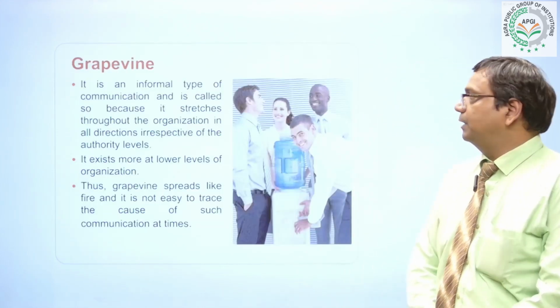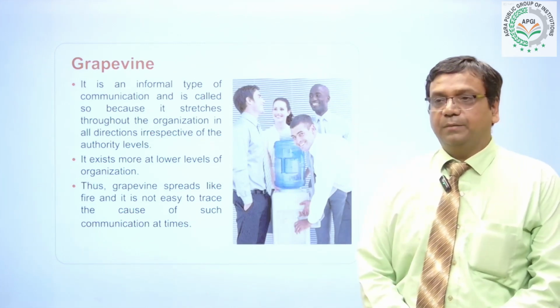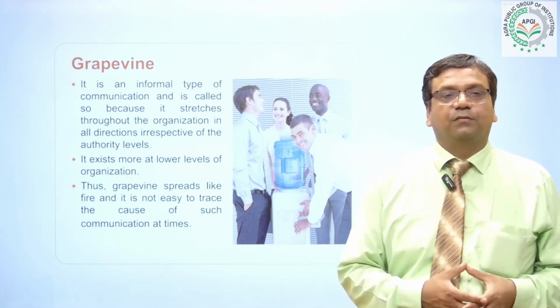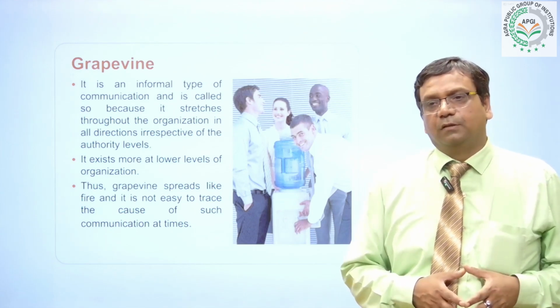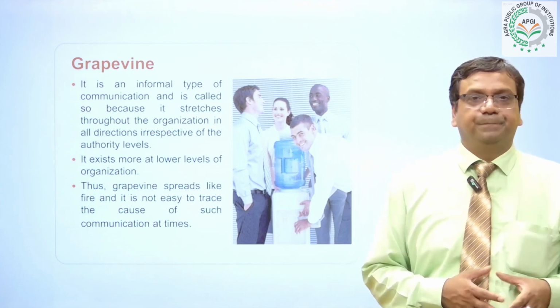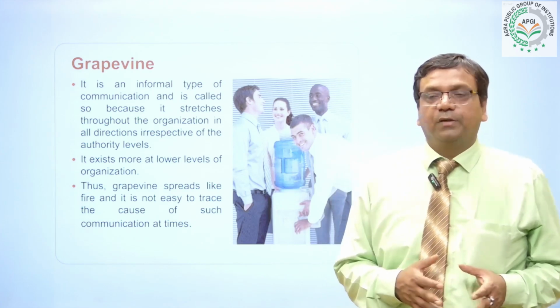So we have another example of informal communication, that is grapevine communication. It is an informal type of communication where we generally find that in offices, persons working in the organization discuss certain topics which may be related to the organization, but it is not authenticated by the management. So this type of communication is called grapevine communication.